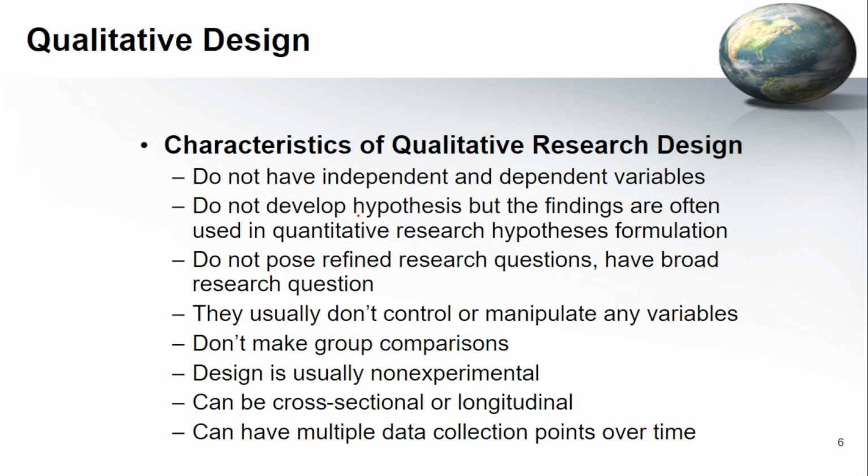Qualitative design. Characteristics of qualitative research design are these. They do not have independent and dependent variables. They do not develop hypotheses, but findings are often used in quantitative research hypotheses. Qualitative designs do not impose refined research questions; they have broad research questions. They usually do not control and manipulate the variables, do not make group comparisons. The design is usually non-experimental and can be a cross-sectional study.